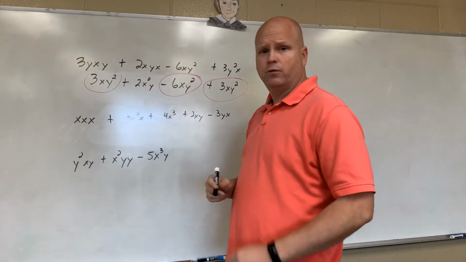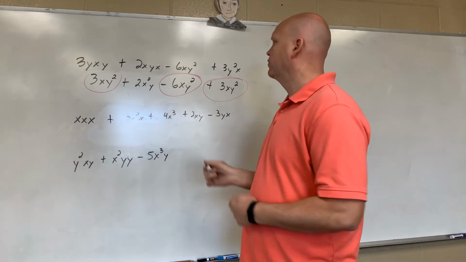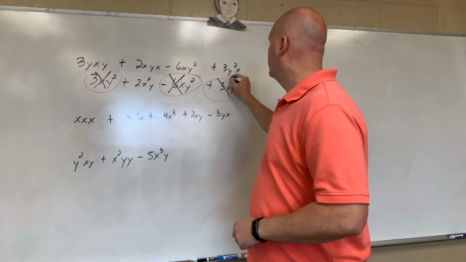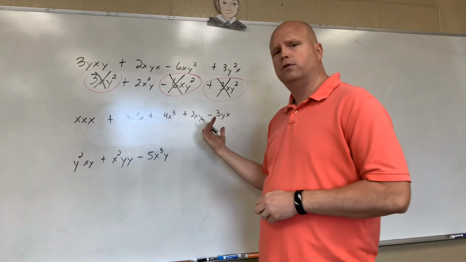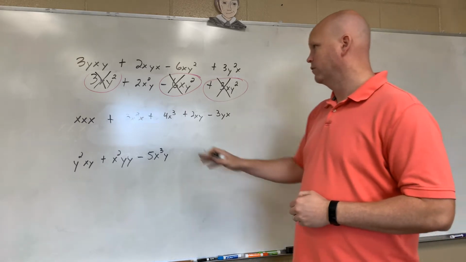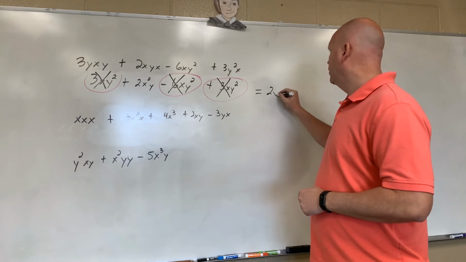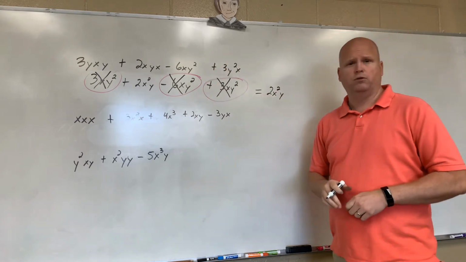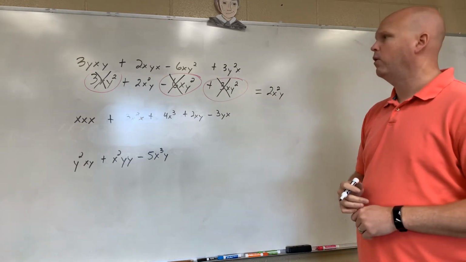Positive 3 and positive 3 is 6. 6 minus 6 is 0. So all 3 of these cancel out. It's like we brought 6 things to the party and then took 6 things away. So at the end there was nothing left, no leftovers. The only thing that we have is the one that's not been used at all, had no like terms. So your answer to that question when you simplify it and add like terms would just be 2x squared y.